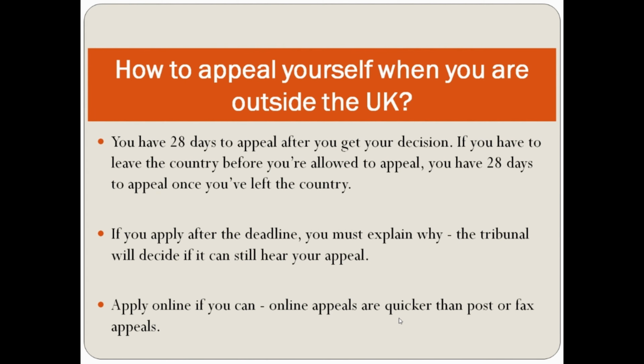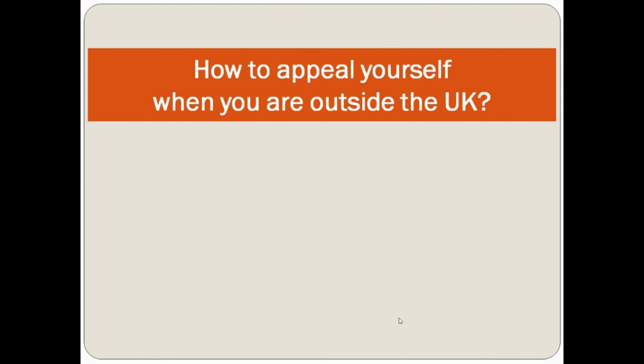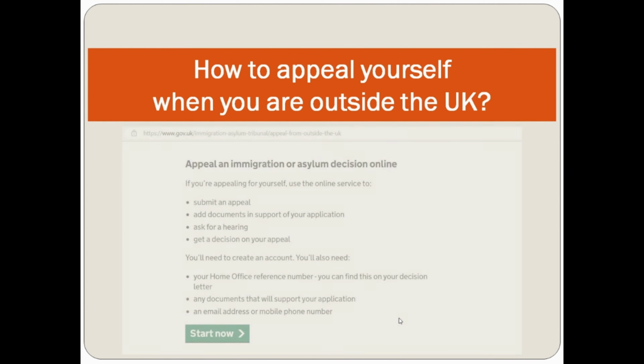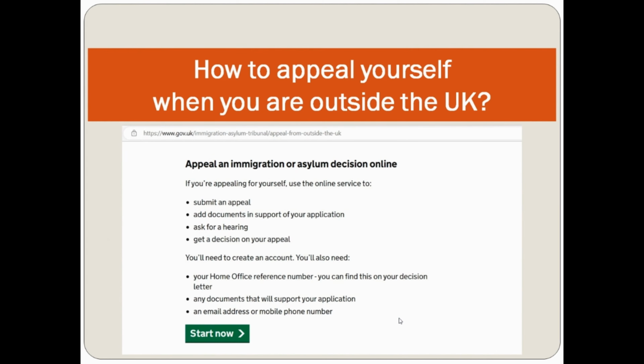Apply online because when you apply online, it will be quicker than post. To do that, you need to go to this website, follow this link gov.uk/immigration-asylum-tribunal/appeal-from-outside-the-uk. You will get the decision online. You just need to create your account by providing your Home Office reference number, your email address, and your mobile phone number. And once your account is created, you can submit an appeal, you can add documents online, you can ask for a hearing and you can get the decision online for this appeal.